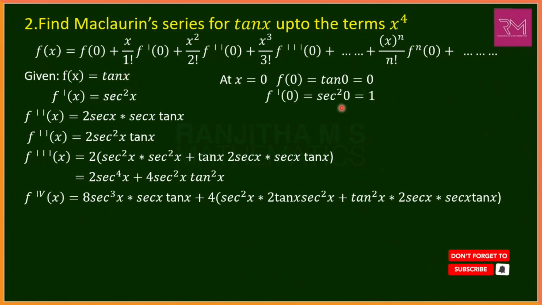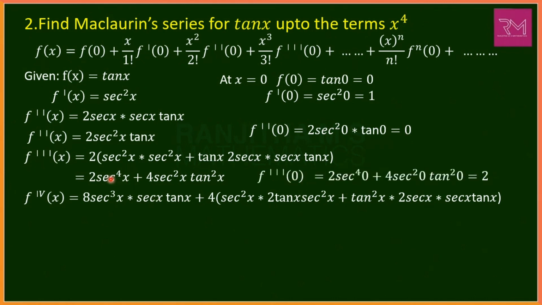F dash of 0 is secant square 0, which is nothing but 1. Secant 0 value is 1, hence we get secant square 0 value as also 1. F double dash of 0 is 2 into secant square 0 into tan 0. Tan 0 is 0, hence we get f double dash of 0 value as 0. F triple dash of 0 is 2 into secant power 4 of 0 plus 4 into secant square 0 into tan square 0. This second term becomes 0. Here 2 into secant power 4 of 0 is 2, hence we get the value of f triple dash of 0 as 2.